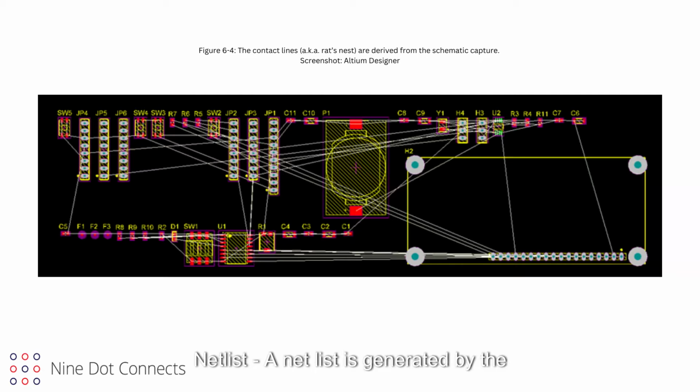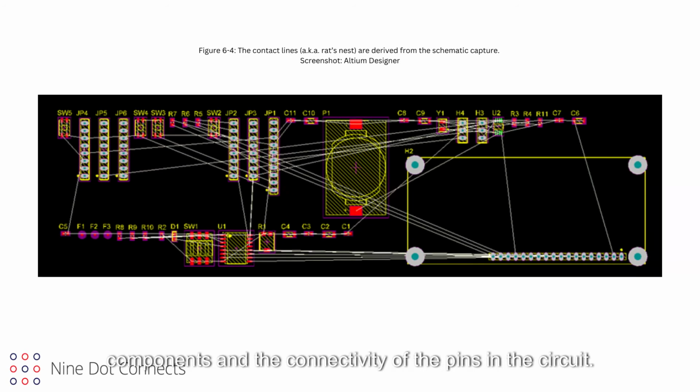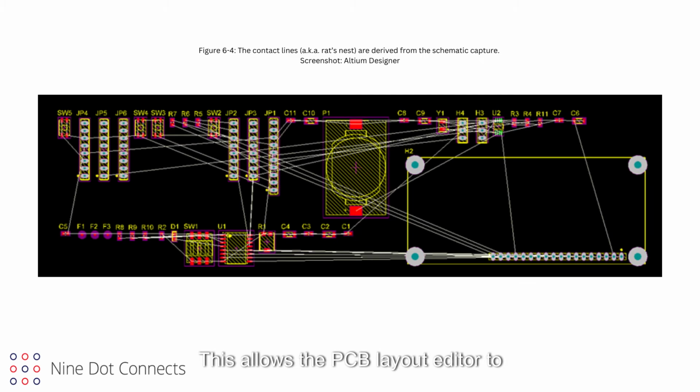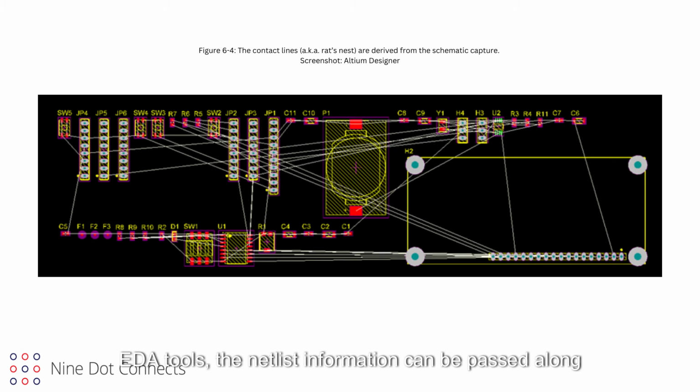Netlist. A netlist is generated by the EDA tool from the schematic. The netlist contains the reference designators of the components, and the connectivity of the pins in the circuit. This allows the PCB layout editor to provide connectivity guidance in the form of connection lines. In PCB lingo, this is referred to as a rat's nest. In most EDA tools, the netlist information can be passed along by invoking the necessary commands, or by importing or exporting this information between the schematic and PCB editors.